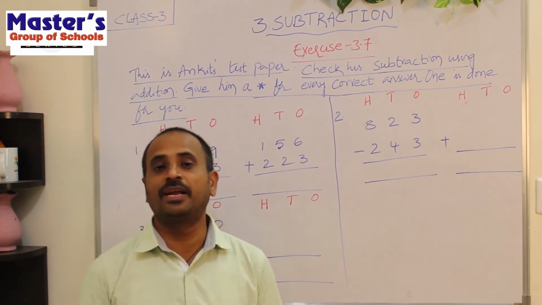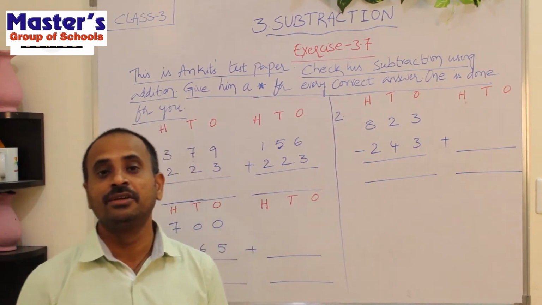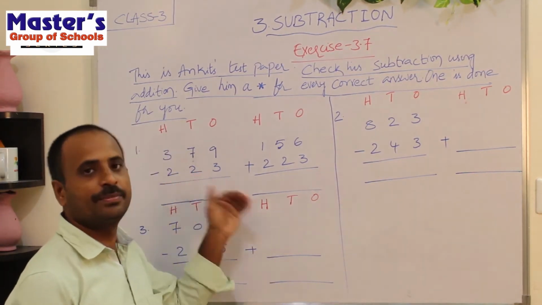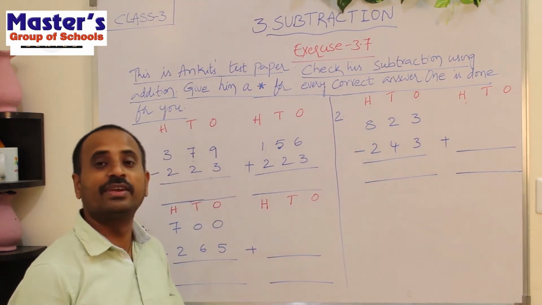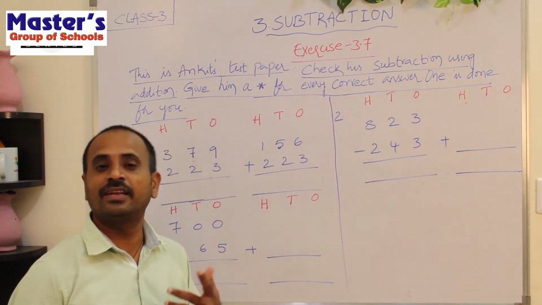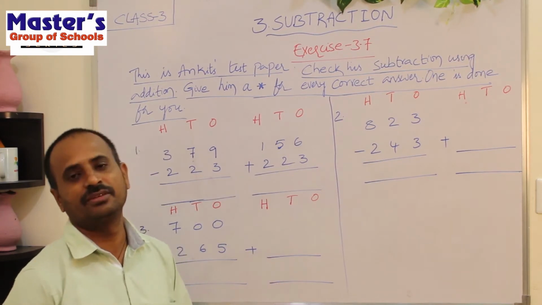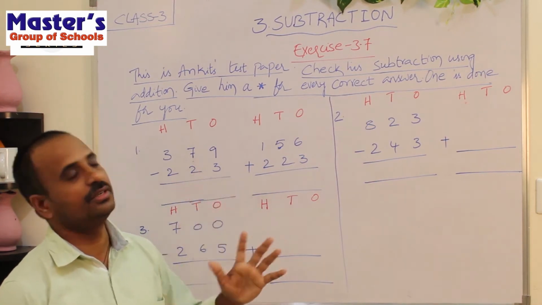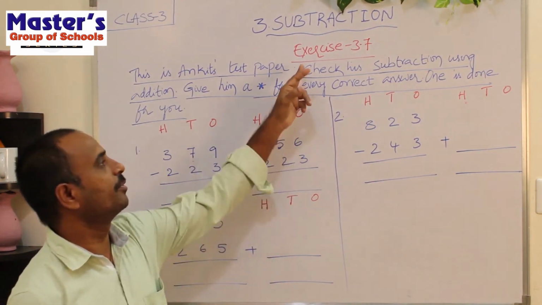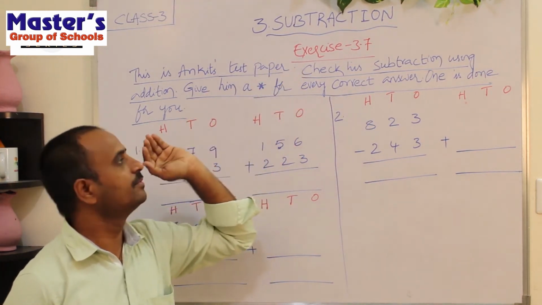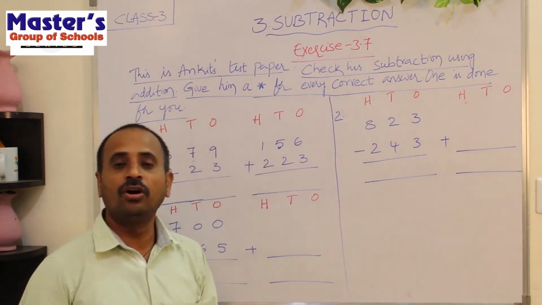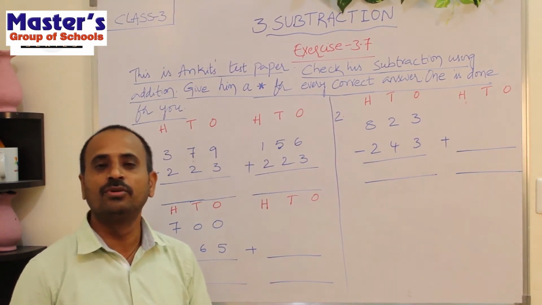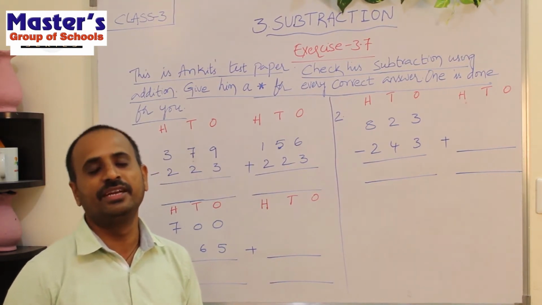We can check our subtraction by addition. That means we can check whether our answer is correct or not. If we subtract two numbers, we will get an answer, and we can verify whether the answer is correct or not by using a simple addition. So let us see an example for the checking of subtraction in exercise 3.7. We will practice some problems in exercise 3.7, how to check the subtraction by using addition. That means how to verify our answer by using addition.